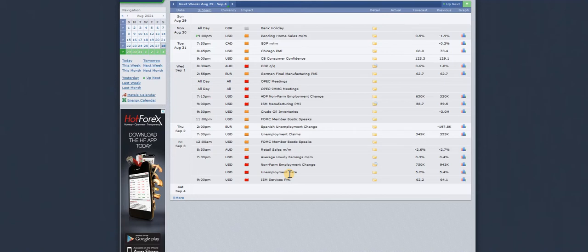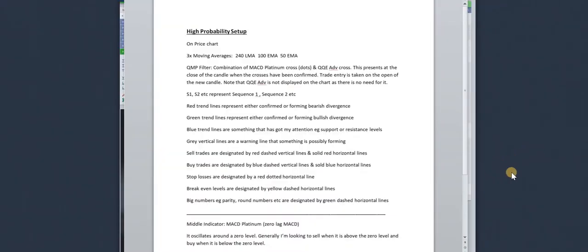So that's about it. Now, before we go to the charts, let's have a look. I'll bring up a Word document that explains all the different markings on my charts. This is the high probability setup on the price chart. We've got the 3 moving averages, the QMP filter, which is the red and green dots on the chart. Sequences, don't worry about them too much. Red lines, what the green trend lines mean, blue trend lines, the grey lines, and how sell and buy trades are designated. Basically, sell trades are red, buy trades are blue. You'll see them when we go through the charts.